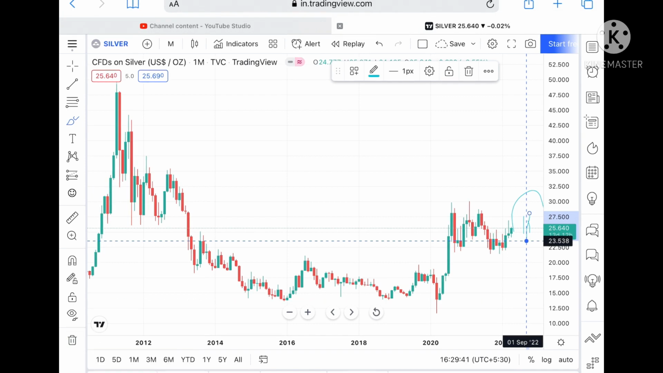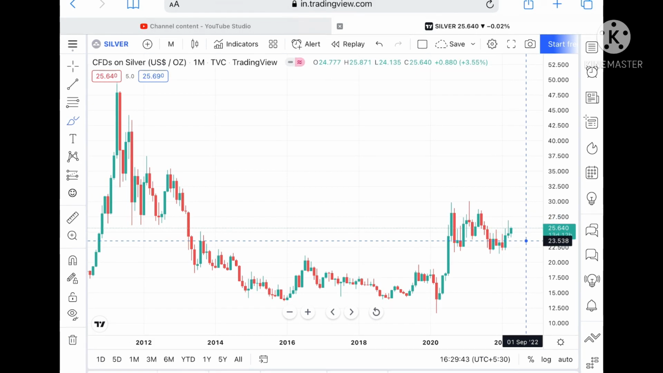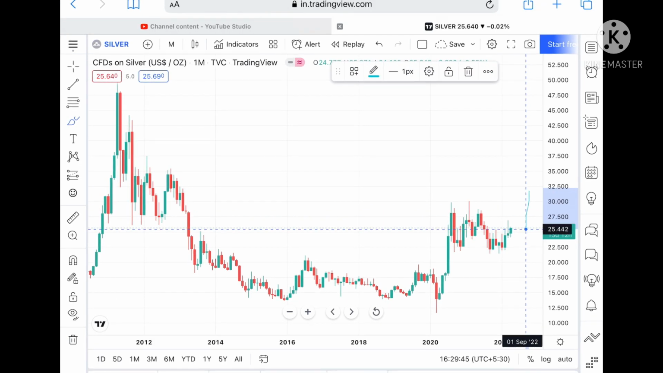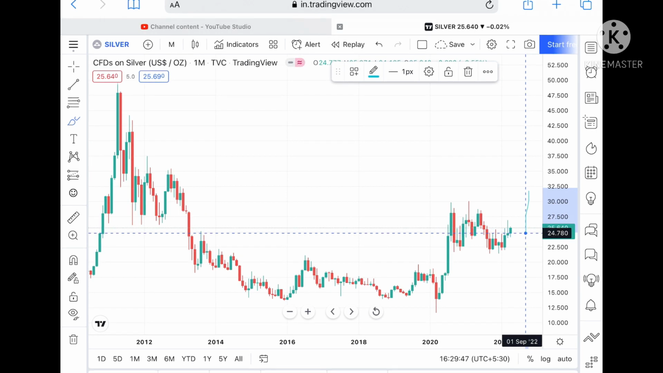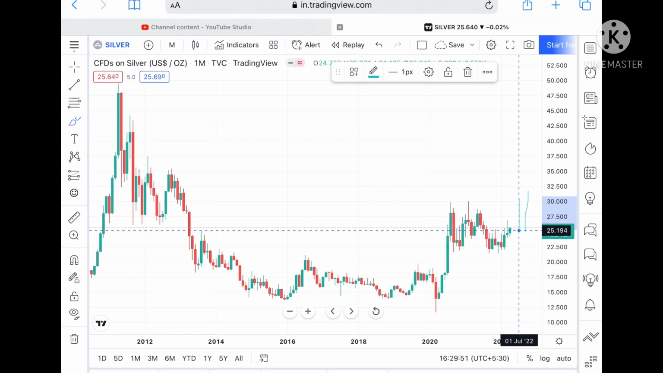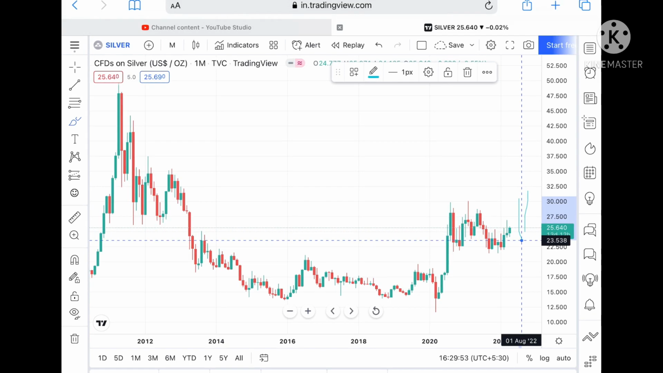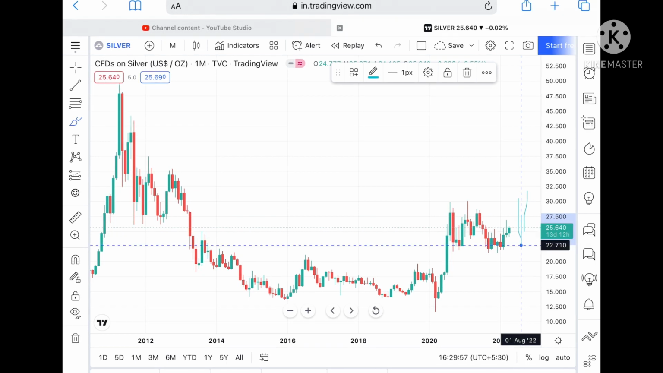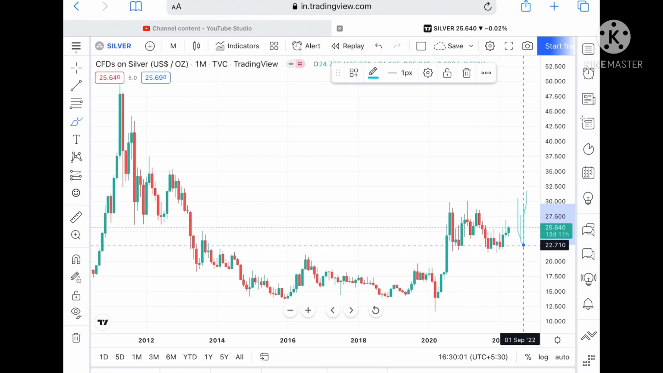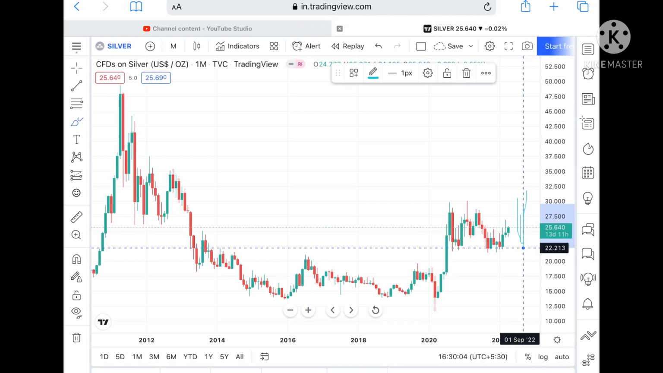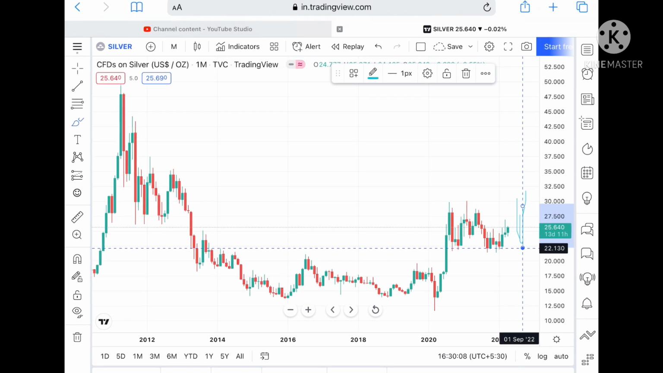23.538. I repeat, if the price doesn't sustain this particular level, we can see it can come down to a level of 25.442, and from there we can see it can move further low towards a level of 24.945. Suppose the price goes below this level, then we can see it can touch a level of 23.538, and from there we can see it can move further low towards a level of 22.710. And if the price goes below this level, then we can see it can fall further and touch a level of 22.130. Any doubt regarding this, you can mail me.